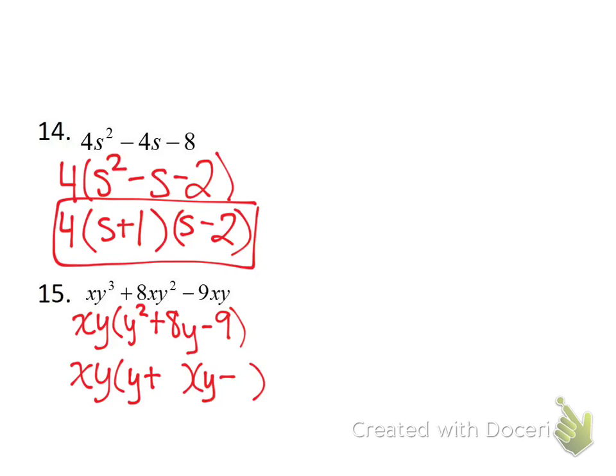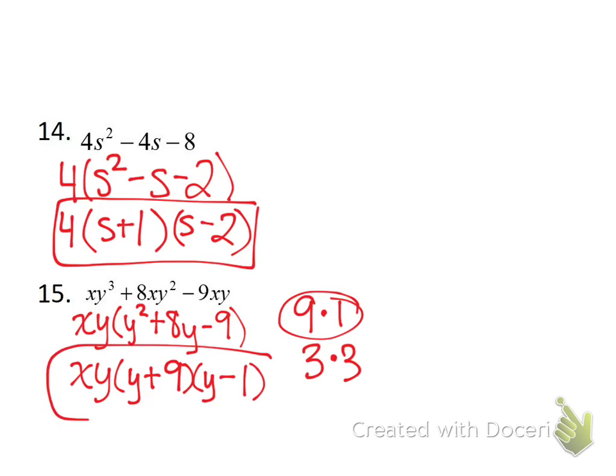We need two numbers that multiply to give us 9. 9 and what? 9 and 1. Our other option being 3 and 3. But we choose the 9 and 1 because we need it to add up to 8. Which one is going to go with the plus sign? The 9. The plus sign's in the middle, so the bigger number goes with the plus sign. The 1 has to then go with the minus sign.